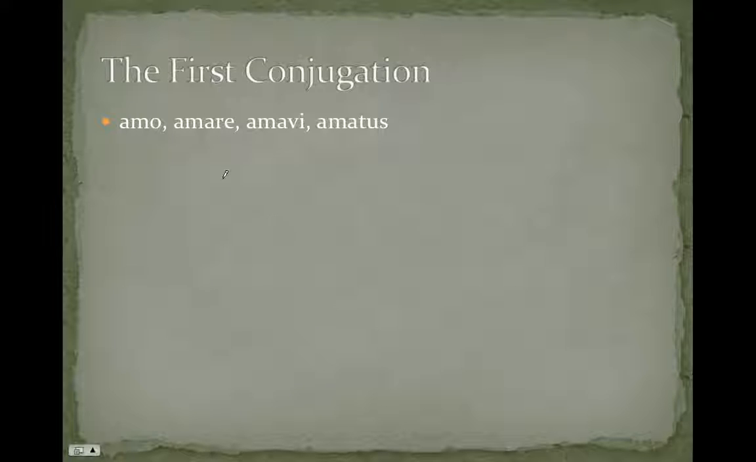And the first conjugation, just to review, is marked by having that ARE in the present active infinitive. The principal parts: amo, amare, amavi, amatus. The way really to recognize whether this is first conjugation is that second principal part. And you'll notice that throughout, this A is going to be dominant. So if you want to think of the first conjugation as the A conjugation, you should feel free to go right ahead.